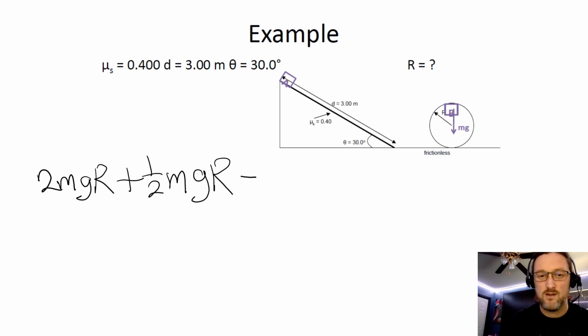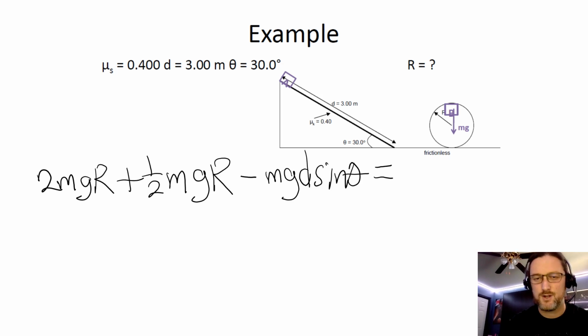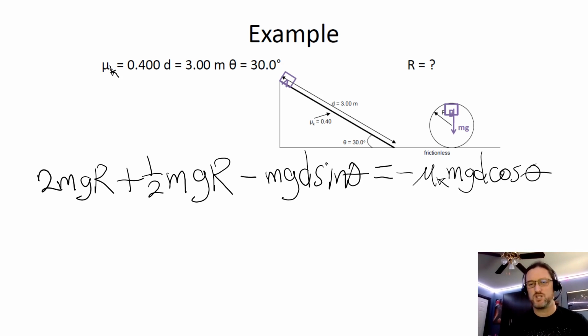That's minus mg d sine of theta, right? Mg times how high it started. And that equals the work done by friction along the rough ramp, where mu k, let me fix that here too, is 0.4. I have minus mu k mg d cosine of theta. And it's really mg cosine theta times mu k times d. I've just rearranged it to make it match our other stuff a little bit easier.